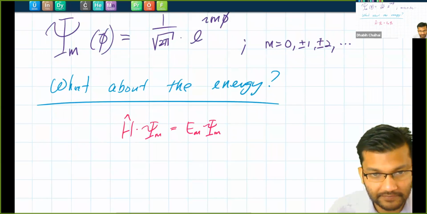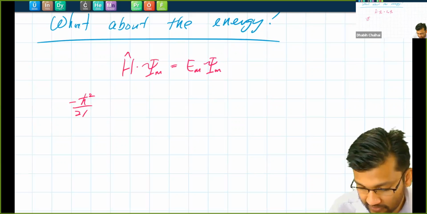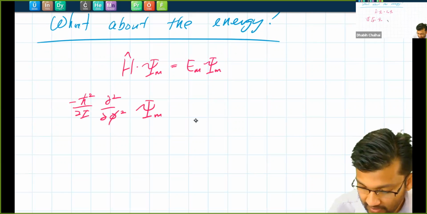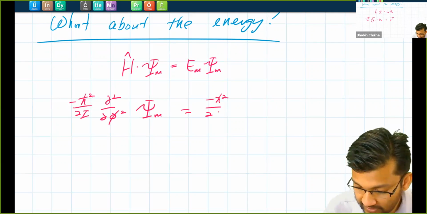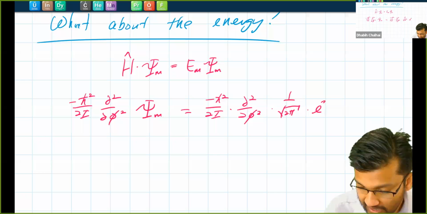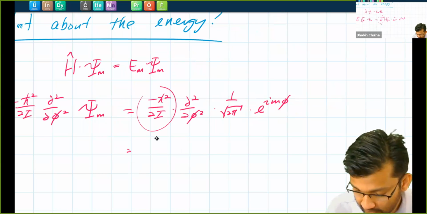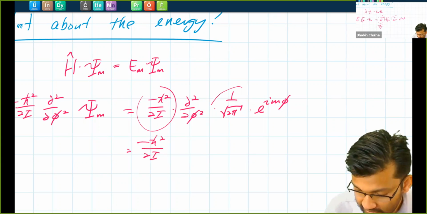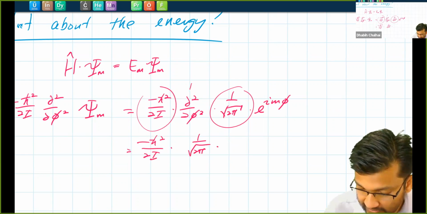The Hamiltonian we said was negative h bar squared over 2I times the d squared d phi squared times the wave function. So let's figure this out, and that will give us the energy. So it will be negative h bar squared over 2 times I, the moment of inertia, times the second derivative with respect to the angle, times 1 over square root of 2 pi e to the i m phi. This 1 over square root of 2 pi is a constant, so I'm going to pull it out. So we're looking at the second derivative of that.